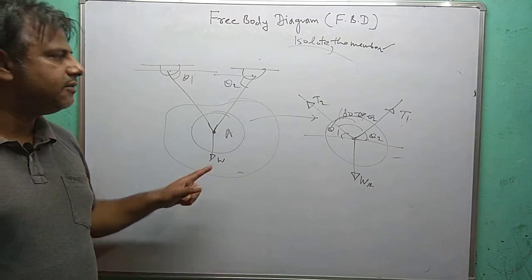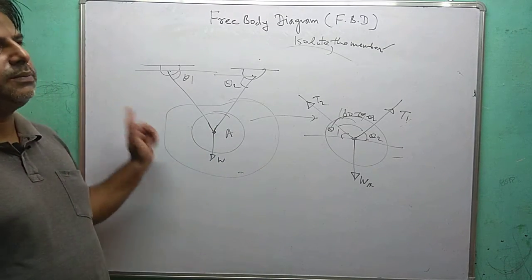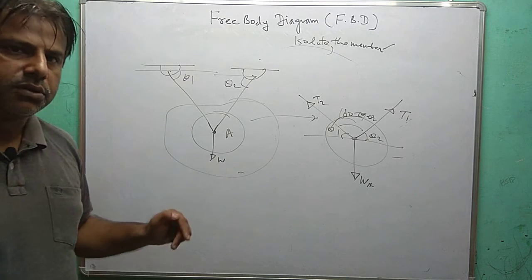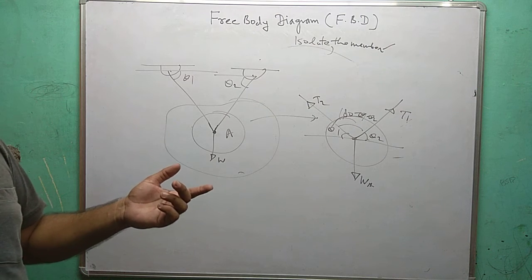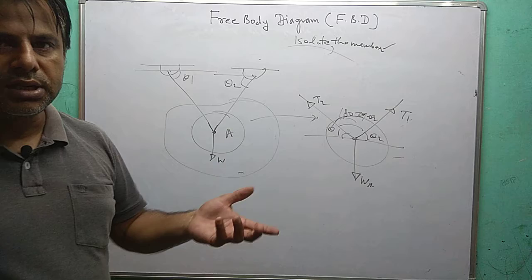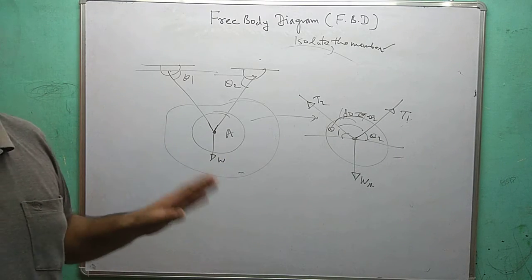So in free body diagram, first we isolate the member, then we represent the active forces, and active forces means self weight and external applied force, and reactive forces. Reactive force means support reactions. Support reactions may be in terms of the forces or maybe in terms of the resisting moment.